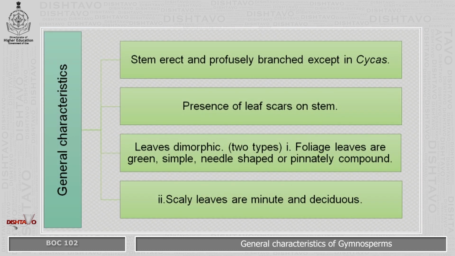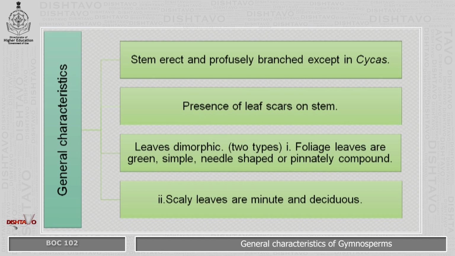The stem of gymnosperms is always erect and is profusely branched except in case of Cycas where it is unbranched. The stem is rough because of the presence of leaf scars on it. The leaves are dimorphic in nature, that is, two types of leaves, the scaly leaves and the foliage leaves. Foliage leaves are the green leaves which mainly function in photosynthesis. These leaves may be simple or pinnately compound.